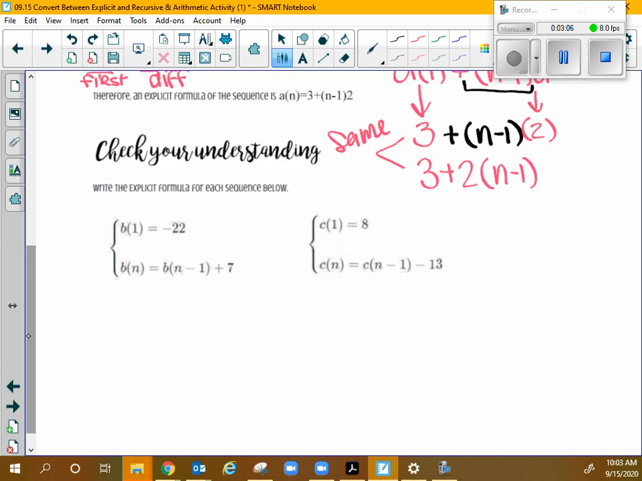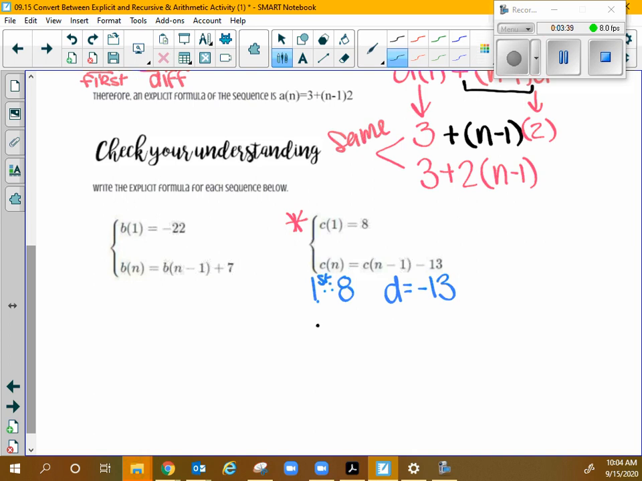Okay, let's do one more together. We're going to do this one. So what does the first line tell me? Okay, so my first term is 8. And what does the second line tell me? What's the common difference? Negative 13. Okay, so let's write it the second way, where my common difference is in front of the distribution.